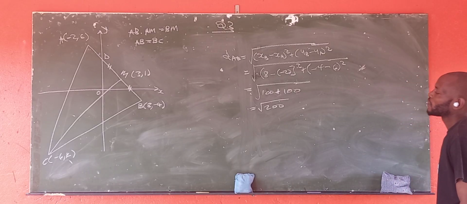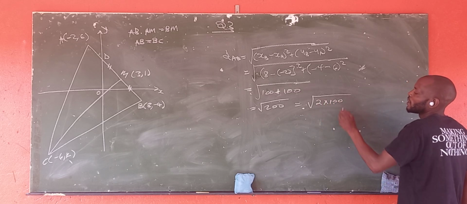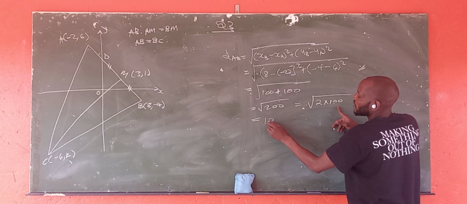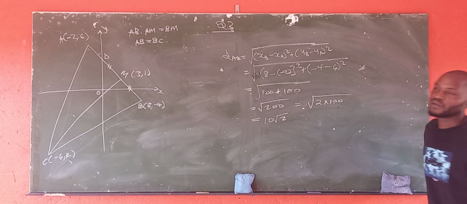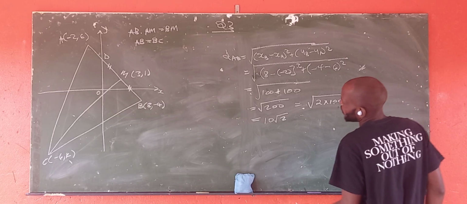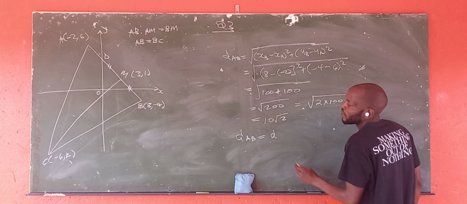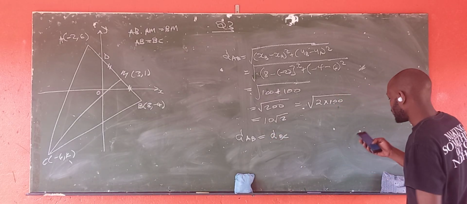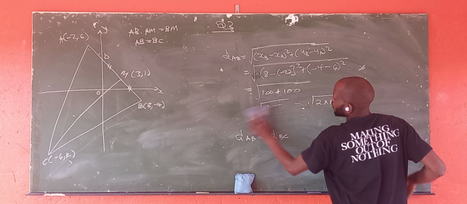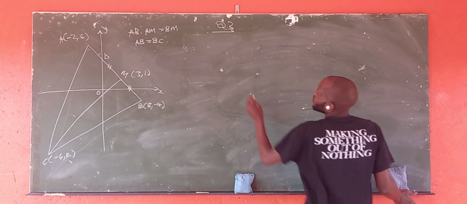The square root of 200 is the same as the square root of 2 times 100, and the square root of 100 is 10. So this is the same as 10 square root of 2. That is the distance of AB. Now we know that the distance of AB is equal to the distance of BC. Therefore, the distance of BC is also 10 square root of 2.